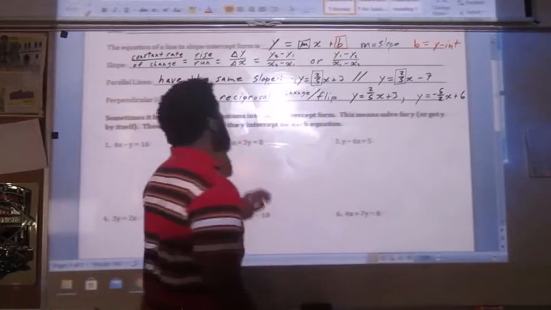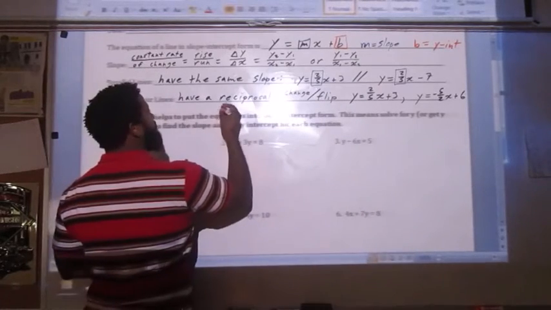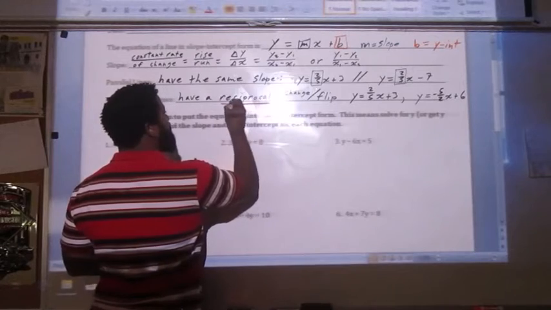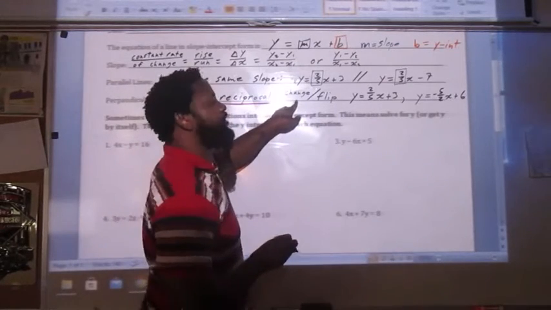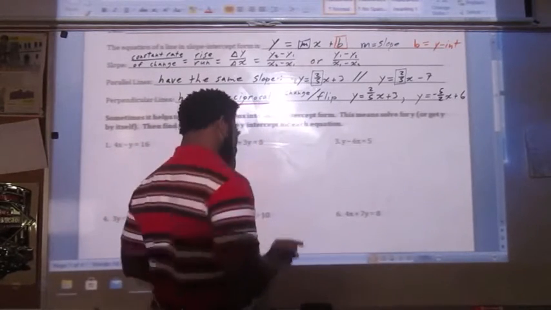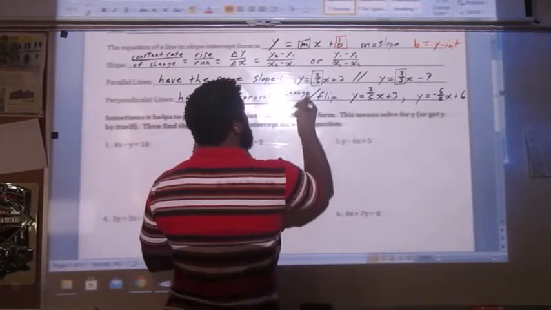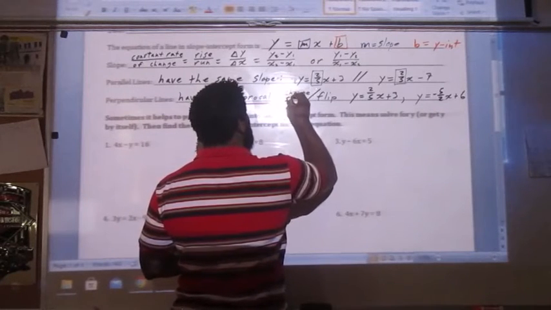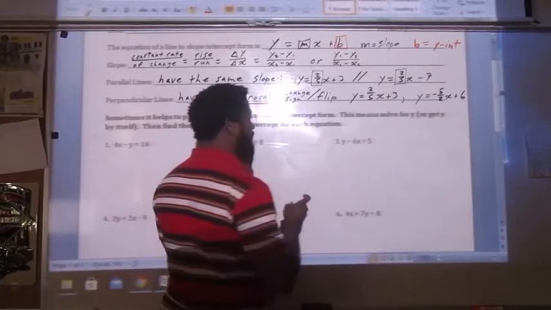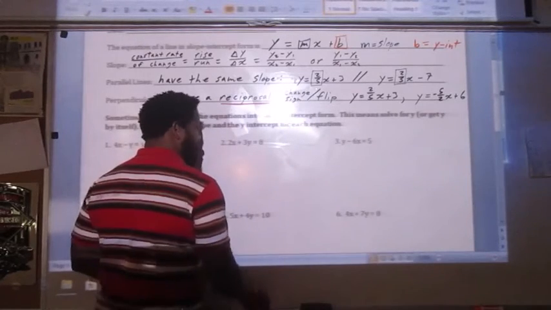But here's the thing. You need to understand, reciprocal states that you change the sign and flip the numerator and denominator. Change the sign and flip it.